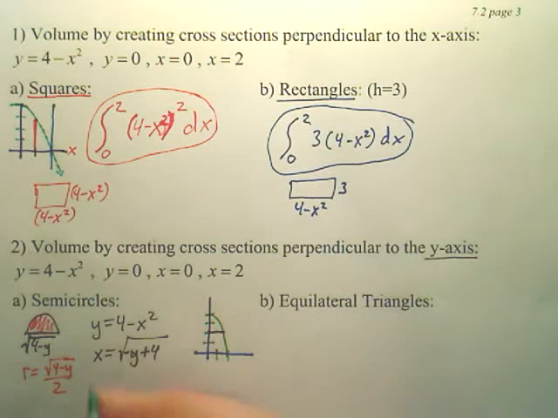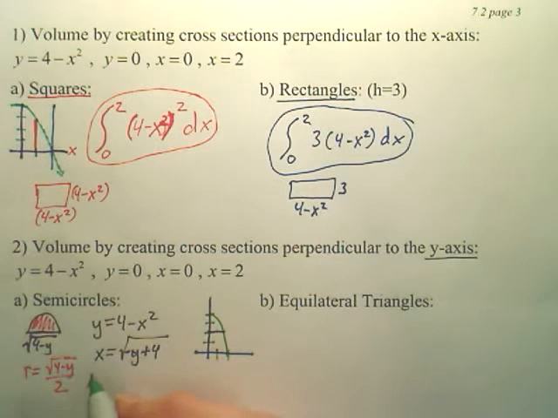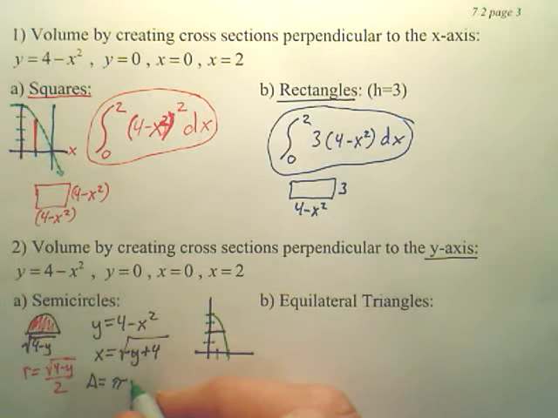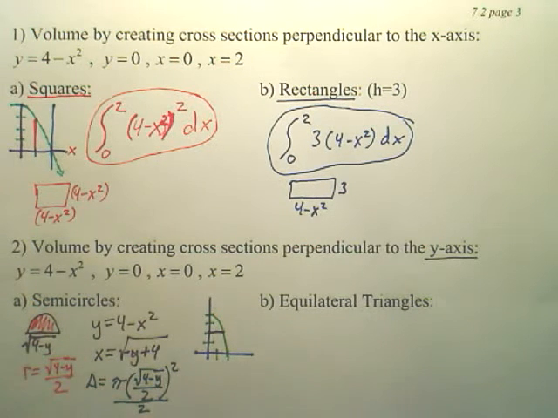So if I want the area of this semicircle, isn't area going to be pi r squared, what's your radius? That's your radius. The square root of 4 minus y over 2, squared, pi r squared. But don't I want half of a circle? Isn't it a semicircle? So don't we then divide this whole thing by 2? So isn't this the radius? Isn't this pi r squared divided by 2? Is this the area of this shape?